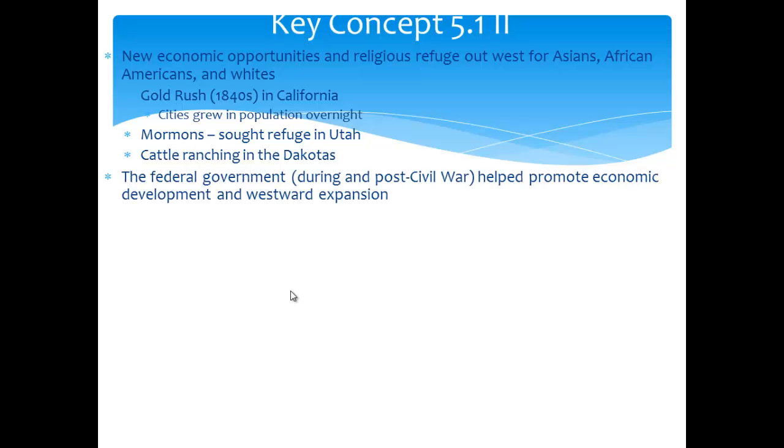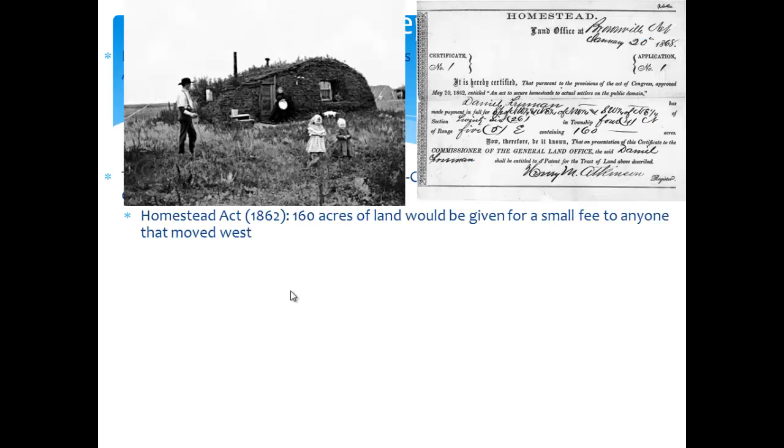The federal government, both during and after the Civil War, helped promote economic development and westward expansion. Absolutely know this. An example of this is the Homestead Act, and this was passed in 1862. And it gave 160 acres of land that would be given for a small fee or even sometimes free to anyone that moved west and promised to improve the land over a 5-year time period. And here's an example of a family that moved down, and here's a house that they built.